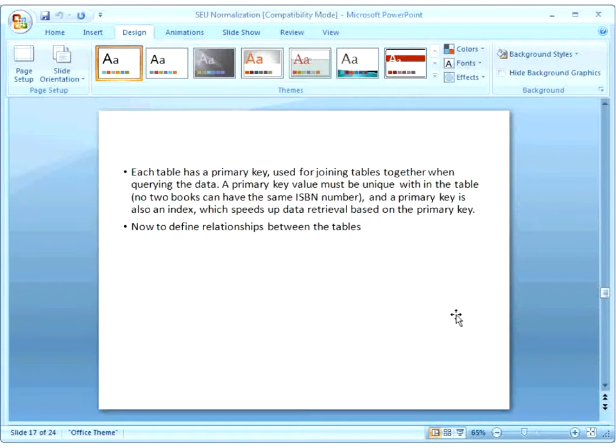Each table has a primary key which is used for joining tables together when querying the data. A primary key value must be unique within the table. No 2 books can have the same ISBN number, and the primary key is also an index which speeds up data retrieval based on the primary key.